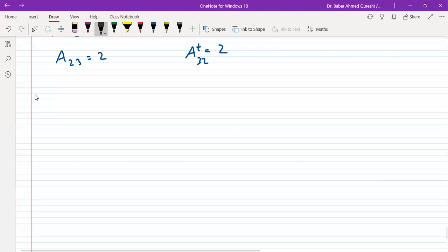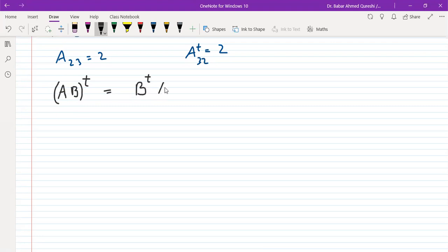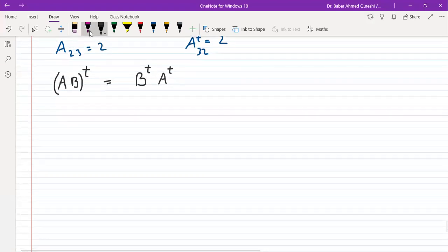So this is a property of transpose: if you have A times B, you make this product and compute its transpose, that would be equal to taking the transpose of B and multiplying it with the transpose of A, in the reverse order. And you can again prove it using the same techniques.